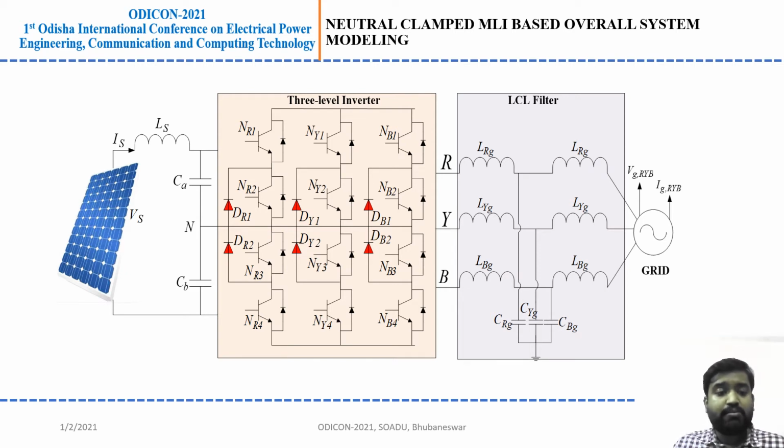This is my complete system model where a PV is integrated to the grid by using a 3-phase 3-level inverter and LCL filter. The 3-phase 3-level inverter contains all around 12 switches, like 12 IGBTs and 6 diodes. Then the operation.